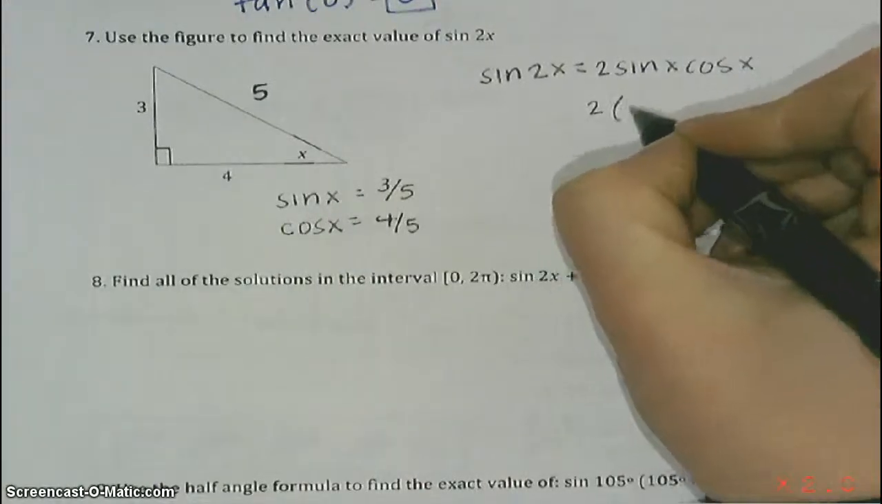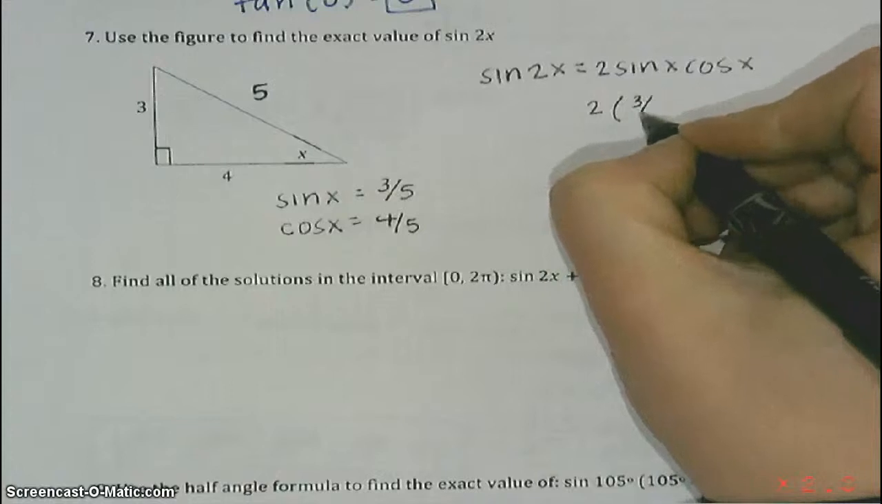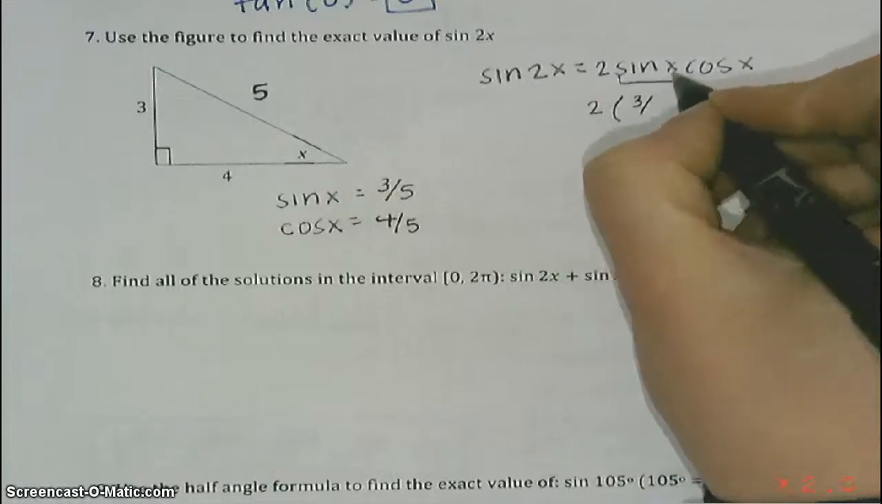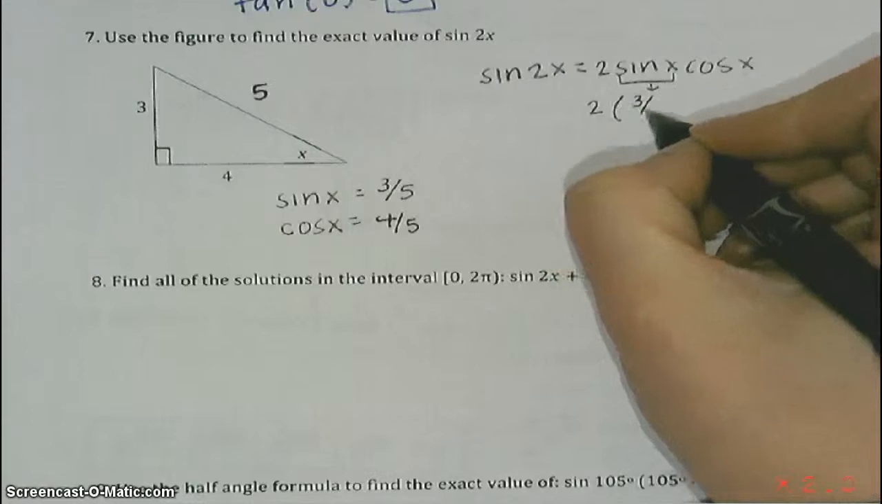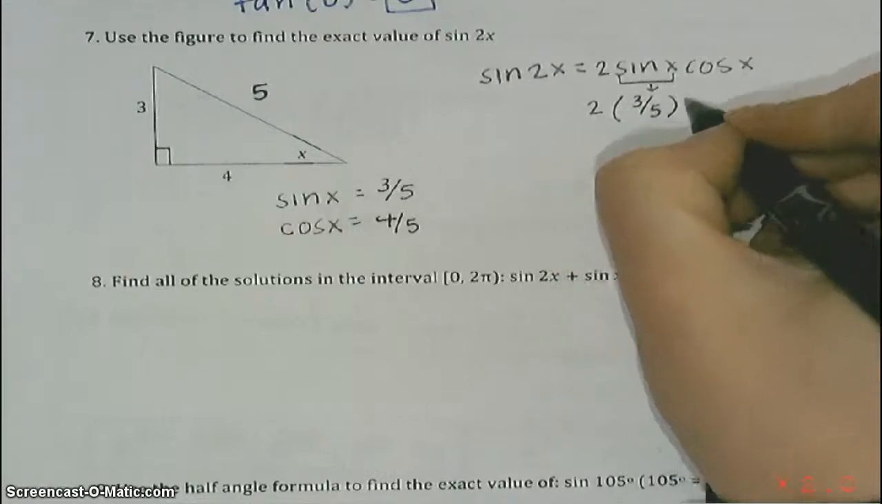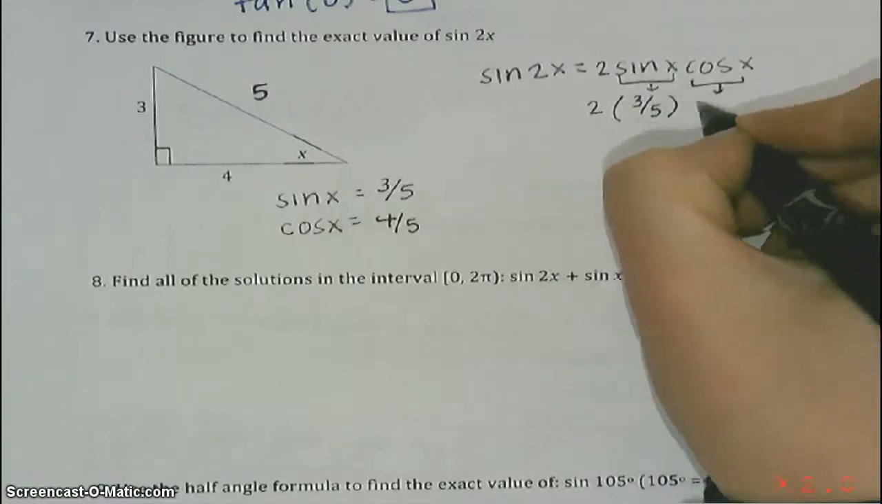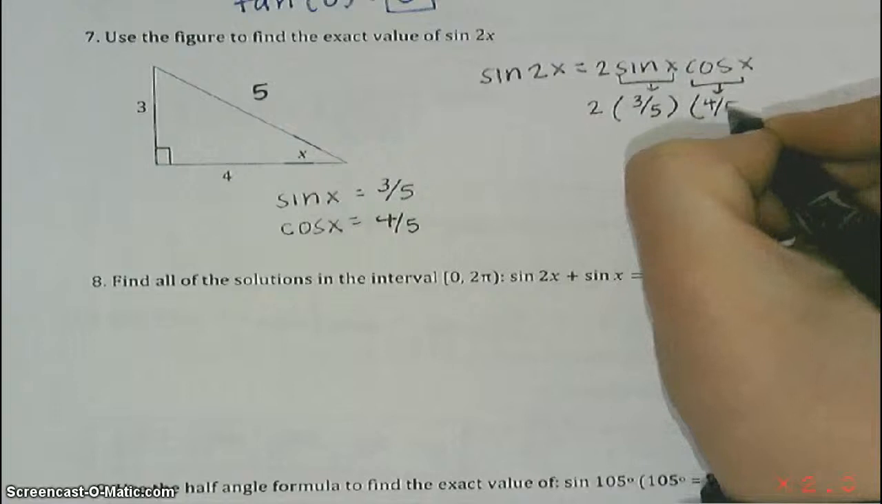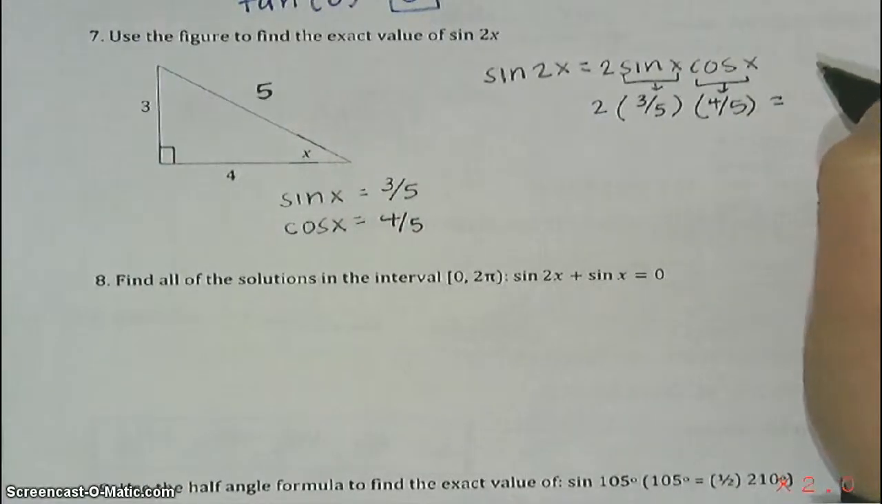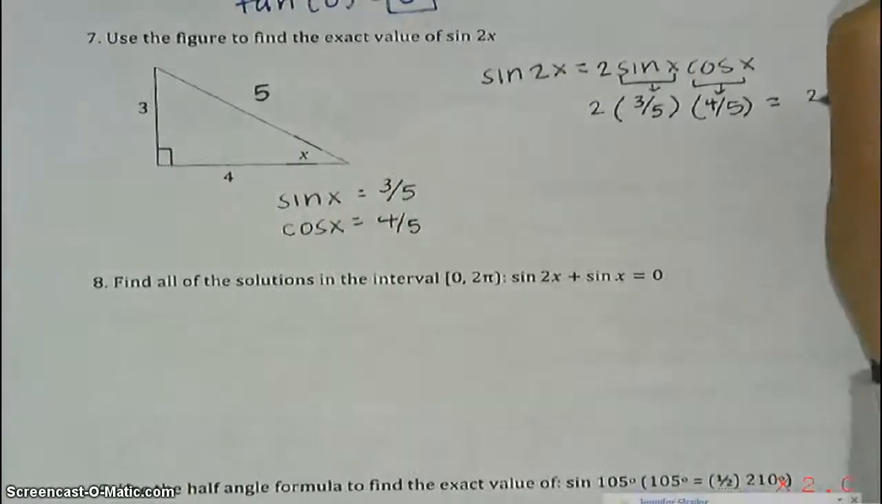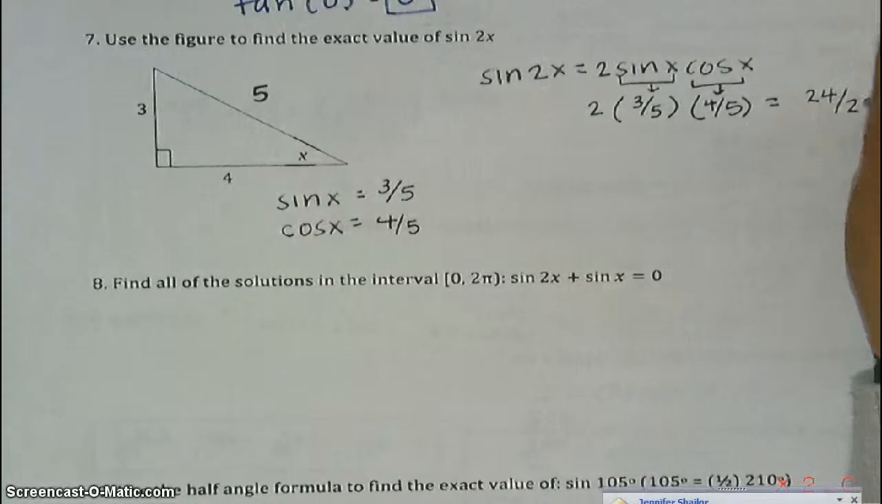And then you just need to throw those fractions in for their equivalent parts. So 2 sine x is going to now become 2 times 3/5 times cosine x, and cosine is 4/5. Multiply it all together and simplify fractions so that you get a reduced fraction, and you're going to get 24 over 25.